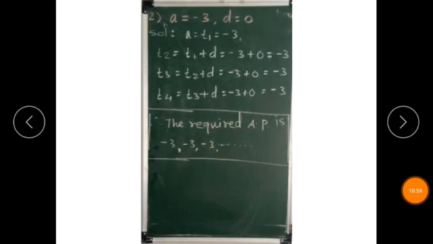Let us see the second example. Here a is equal to minus 3 and d is 0. You can see d is 0. When the difference is 0, then all the terms in an AP are always the same. But let us solve it.